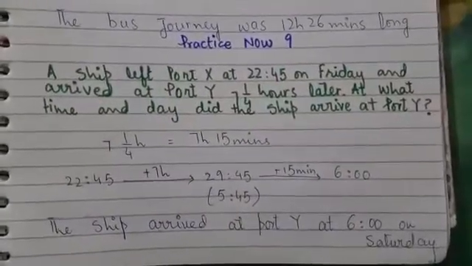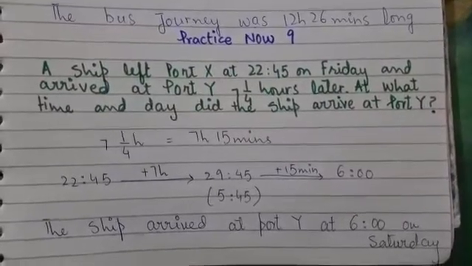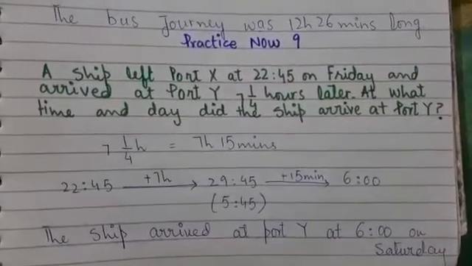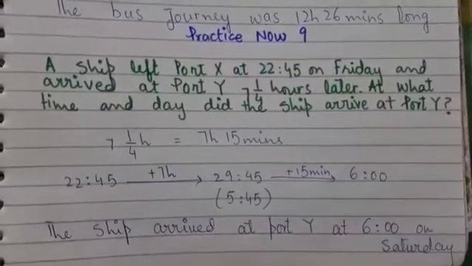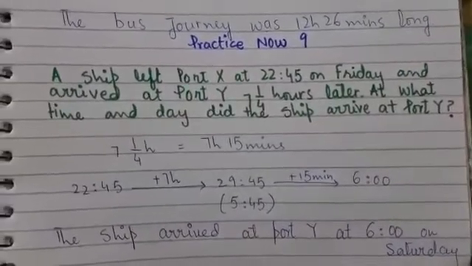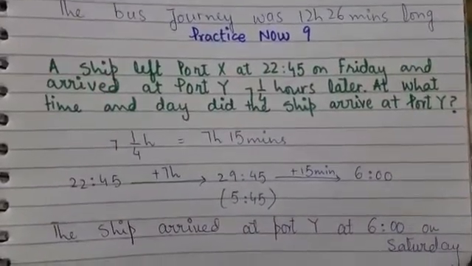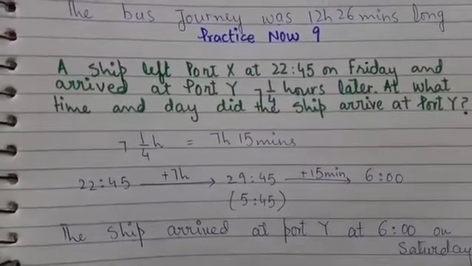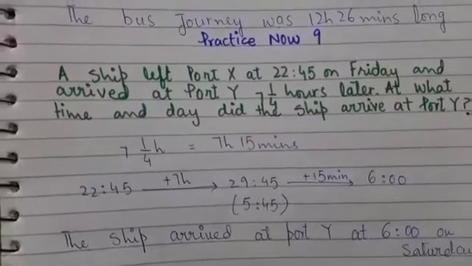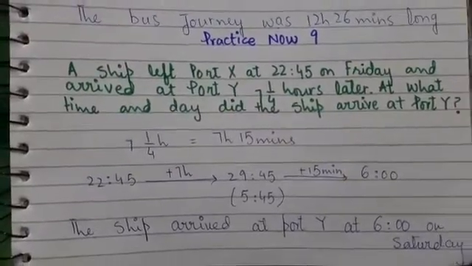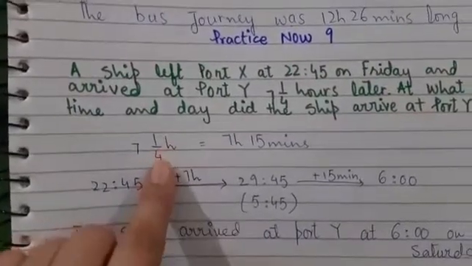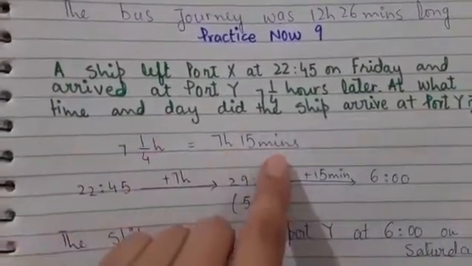A ship left port X at 22:45 on Friday and arrived at port Y 7 and 1/4 hours later. At what time and day did the ship arrive at port Y? Okay, so we are given the starting time, which is 22:45, and we are given the journey time, which is 7 and 1/4 hours. Okay, and so we have to find out the arrival time. 7 and 1/4 can also be written as 7 hours 15 minutes.